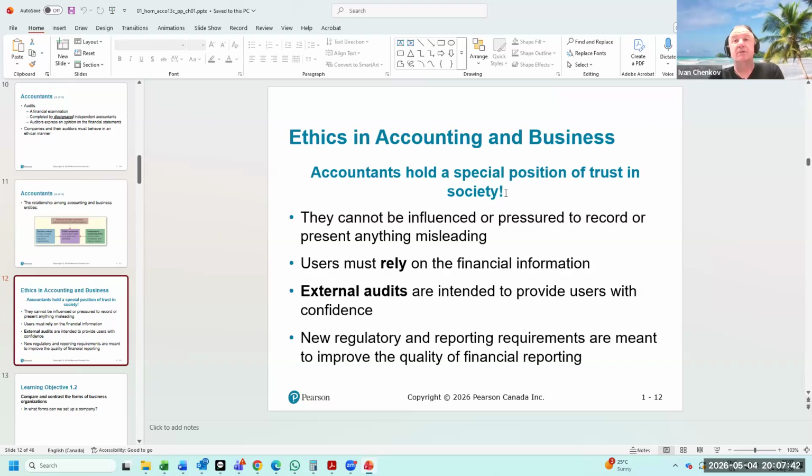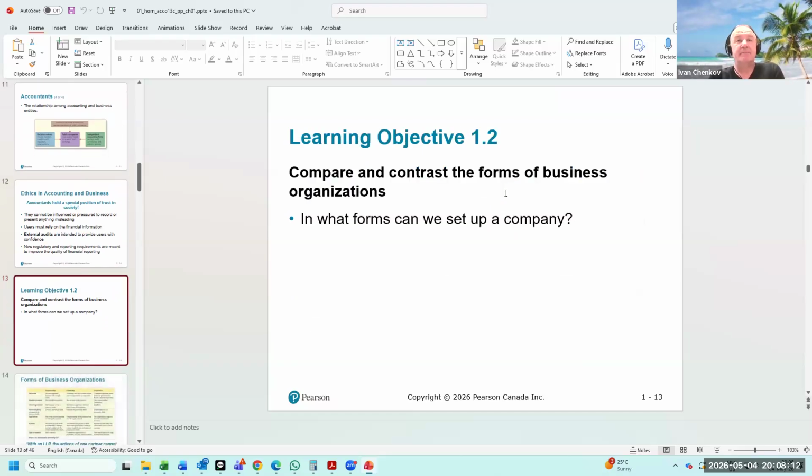The external auditors intend to provide the users with confidence. The external auditor who reviews the financial information is telling the public, hey, whatever you see, that's exactly what actually happens in the company, and you can go ahead and invest in or lend this company money because they are trustworthy. And you're always going to have new regulations, reporting requirements, and so on.